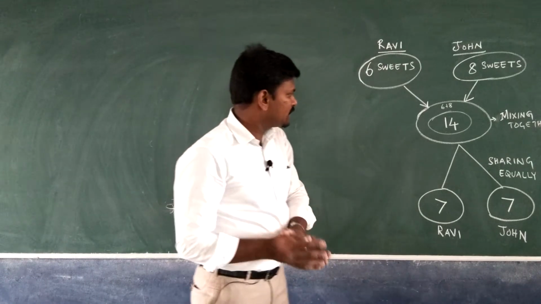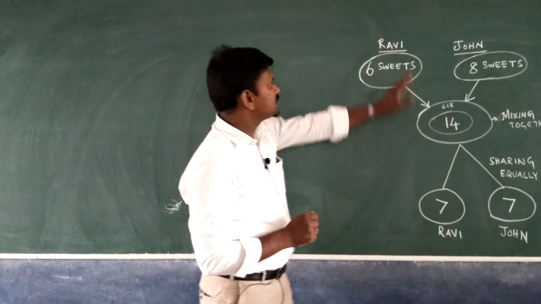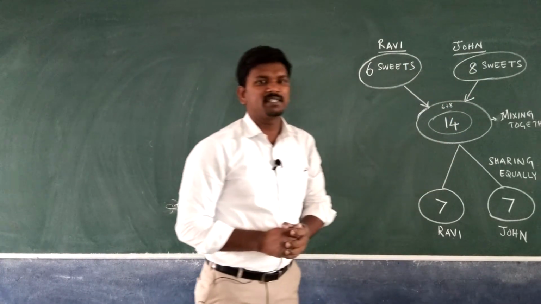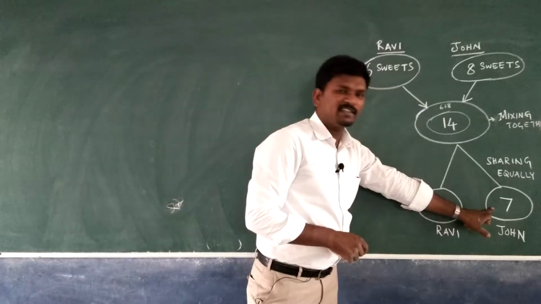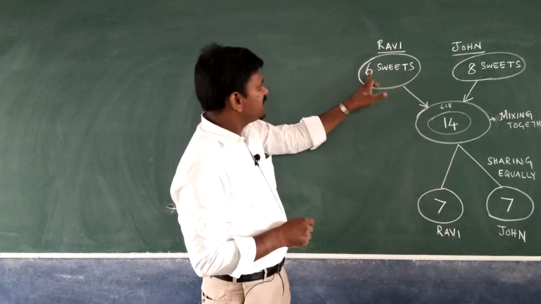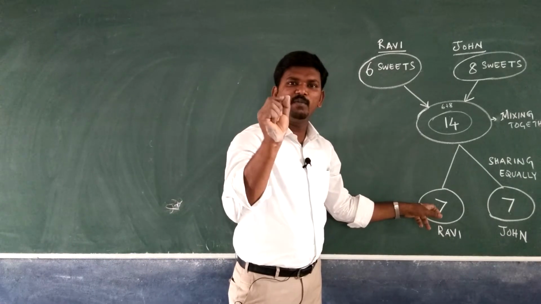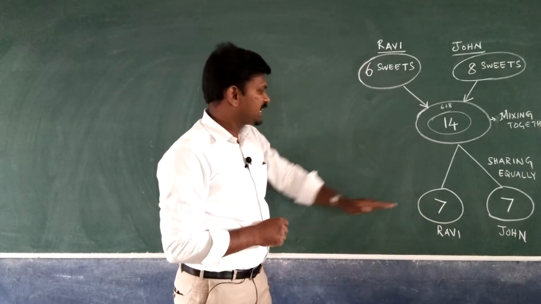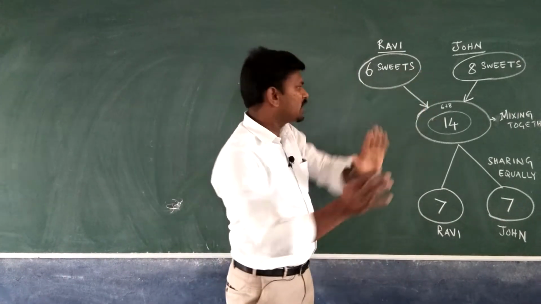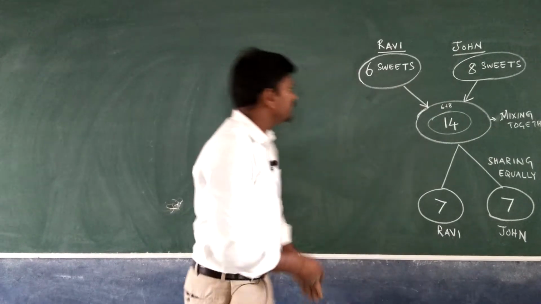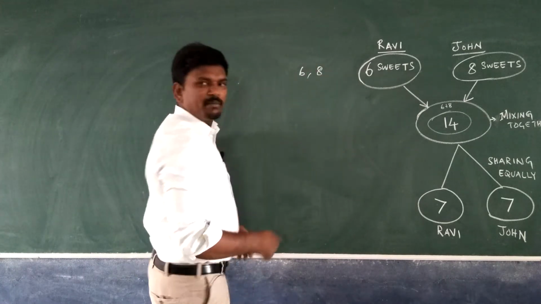So you just think, who has more sweets in these two boys? John has more sweets and he is getting less. Ravi has fewer sweets in the beginning, but now he is getting one more sweet. So when we share, actually what the process is going, 6 and 8 are two different numbers.